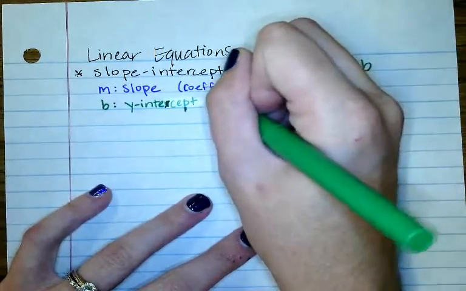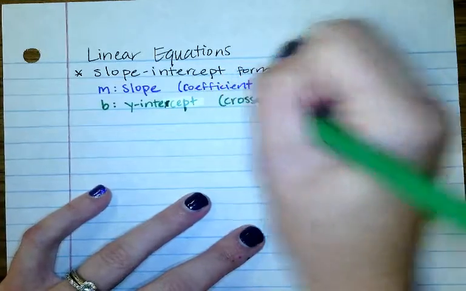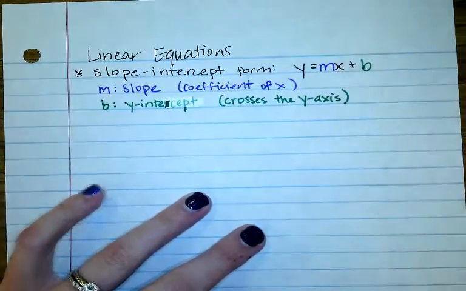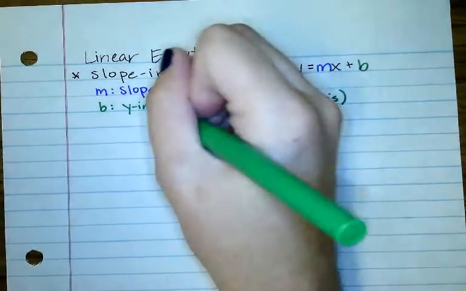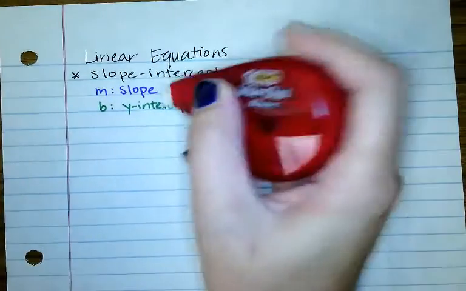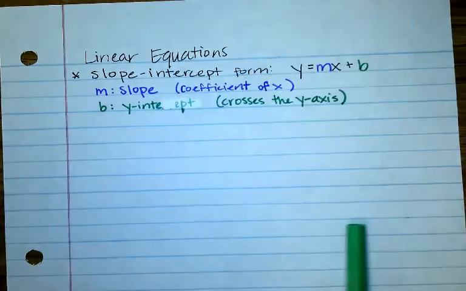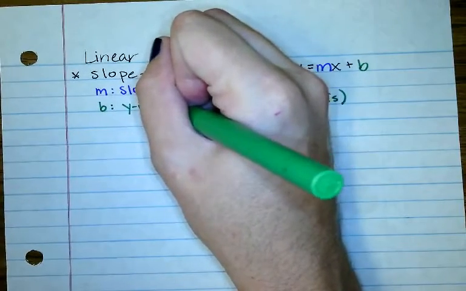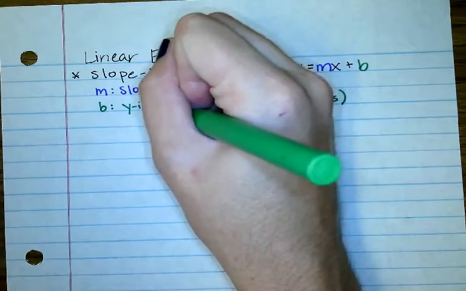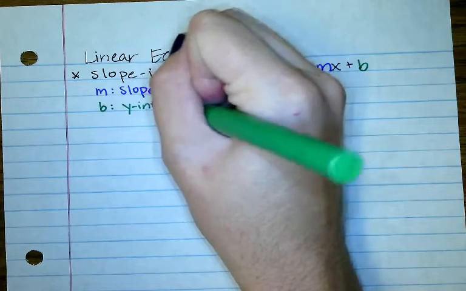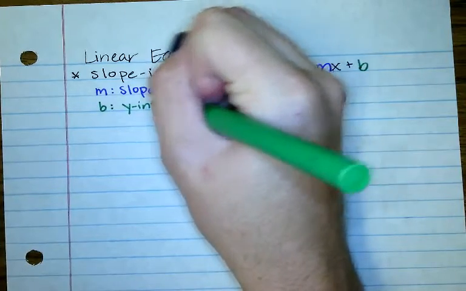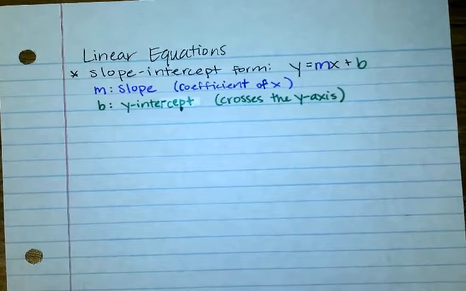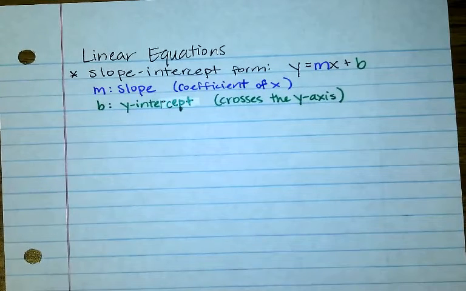And guys, this is where your graph crosses the y-axis. Okay? This is super, super important. This is where your graph crosses the y-axis. I'm going to try one more time to see if I can look at it a little cleaner. There we go. Okay. So it's the y-intercept. It's where it crosses that y-axis.